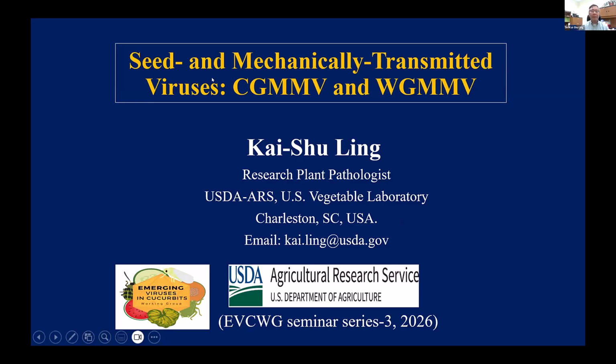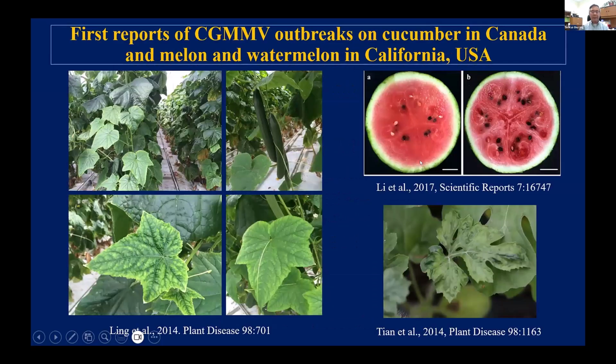My focus here is on seed and mechanically transmitted viruses, using cucumber green mottle mosaic virus and watermelon green mottle mosaic virus. They are usually abbreviated CGMMV and WGMMV. Those are both tobamoviruses. Here are some of the symptoms and early detections and reports in North America.